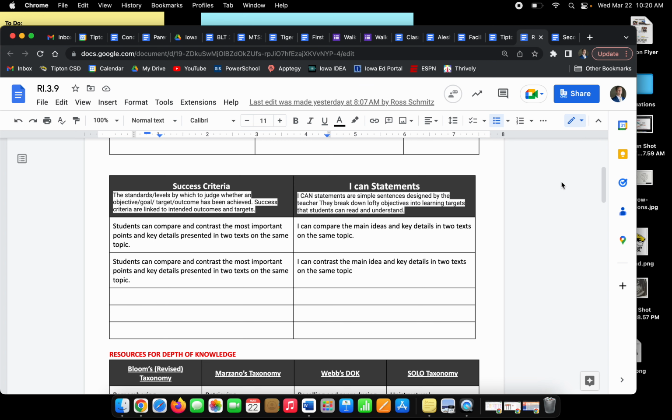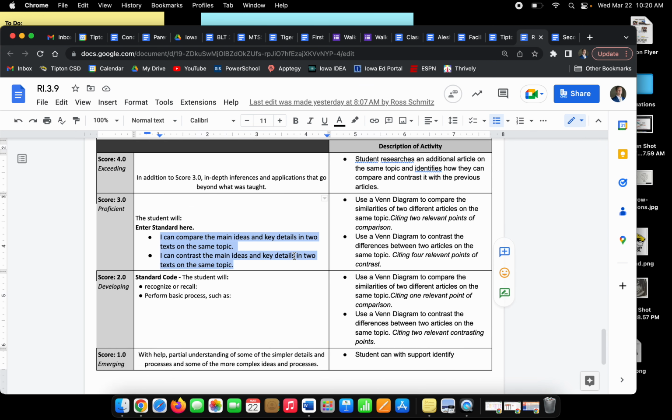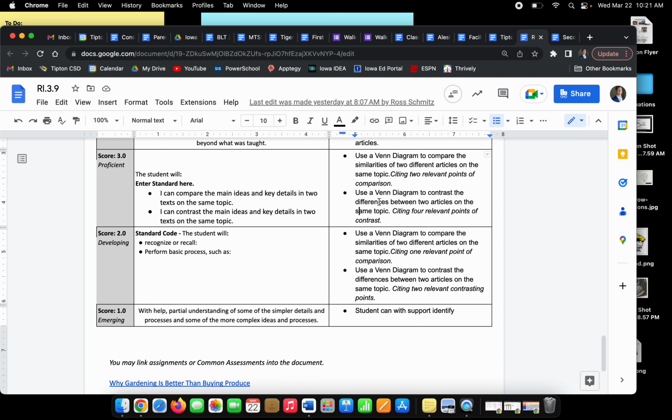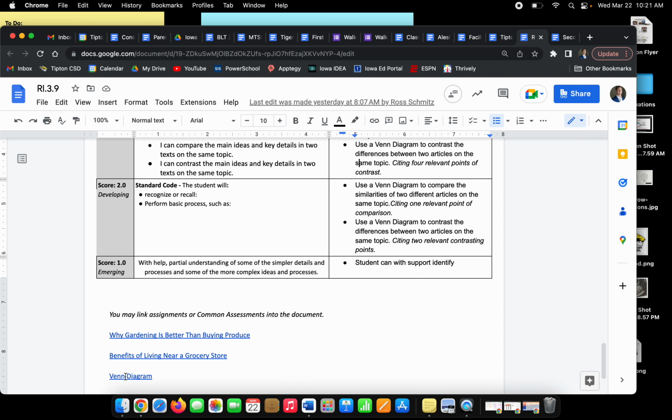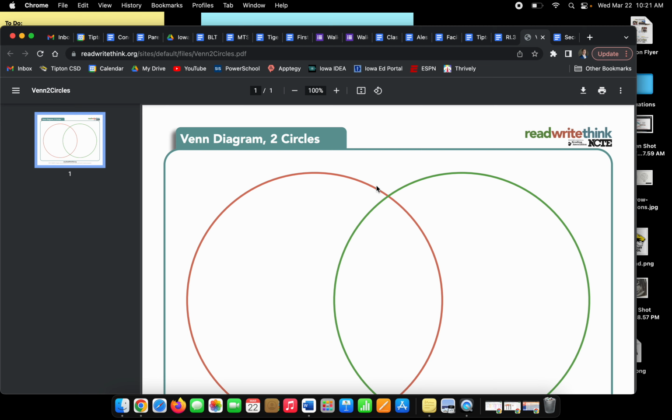So it's the same I can statement. Now they started to figure out, what does this activity look like? How do we know that these students have these two I can statements? They figured out we could use a Venn diagram to compare the similarities of two different articles on the same topic, citing references, and using a Venn diagram to contrast them. What they also did was link common assessments to the document. They actually have a link here to a Venn diagram for them to be able to use later.